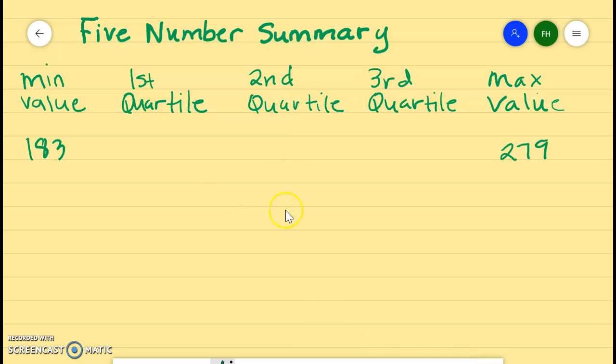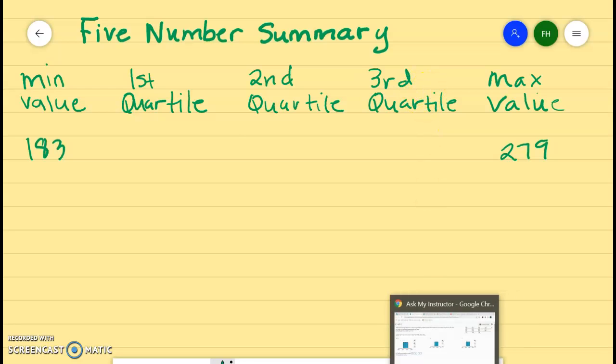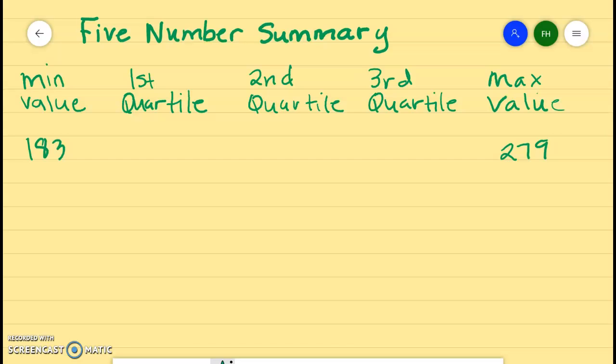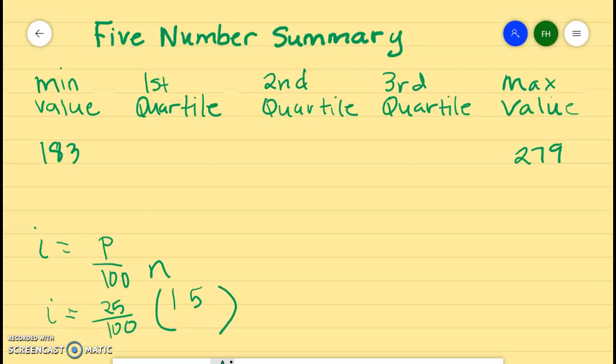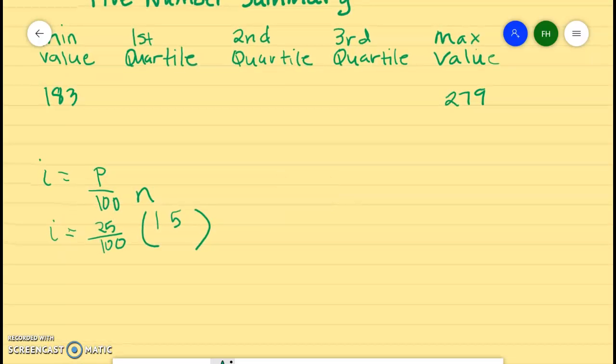Now we just need to calculate the first quartile, the second quartile, and the third quartile. So the formula that you need to use for the first quartile is your percent over 100. Now if you're talking about your first quarter, if you have 1/4, you have 25 percent. And then N is how many numbers we have. So we have 15 numbers. So we're going to do 25 over 100 times 15.